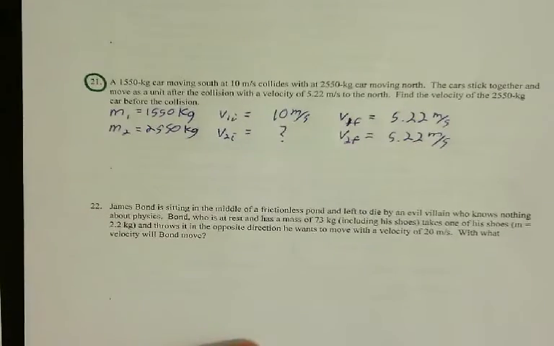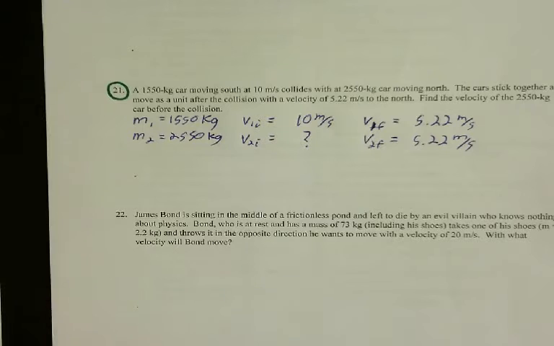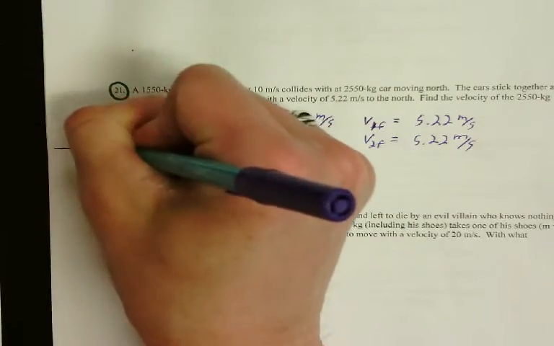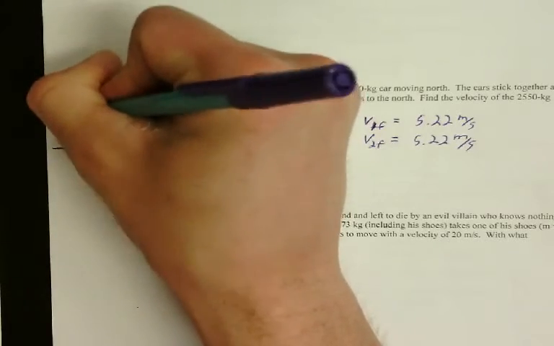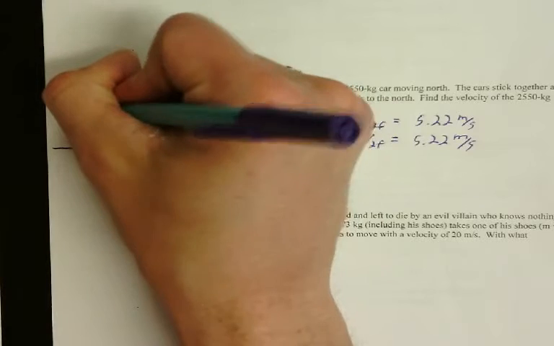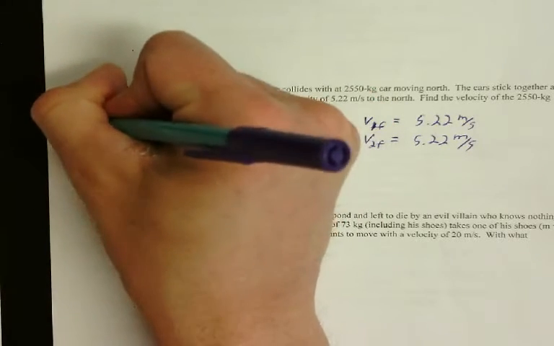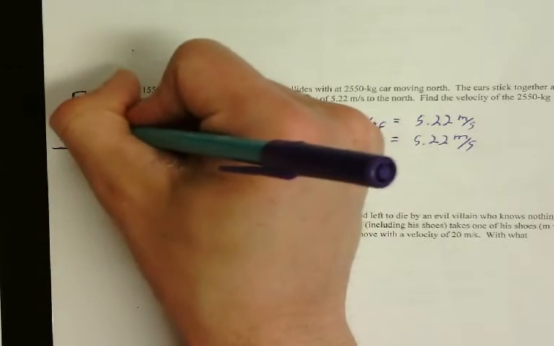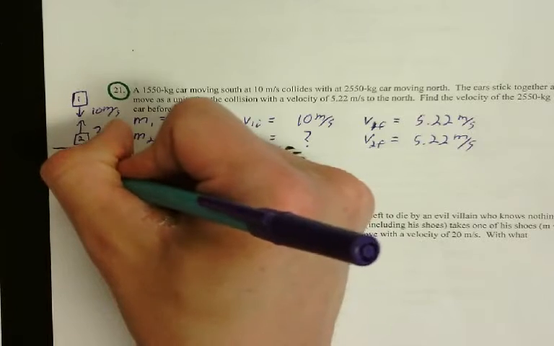Okay, I would encourage you to draw a diagram for this. A lot of you got close to the right answer, but not the right answer. And if you drew a diagram, I think it would help you see that. So here we're going to do a before and after. So the before is car 1 is moving south, and car 2 is moving north. It's going south at 10. The other one's going north at something. I don't know how fast it's going north. After the collision, they stick together and they both go north.